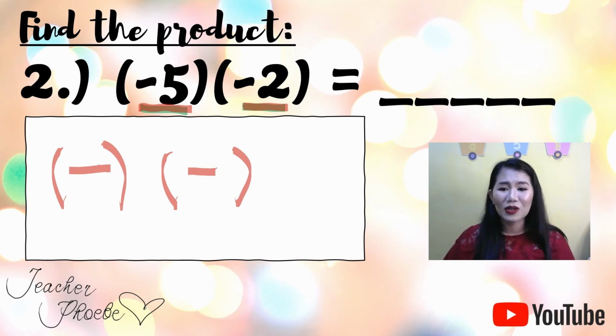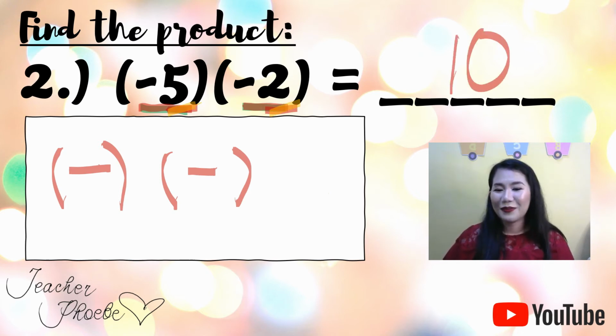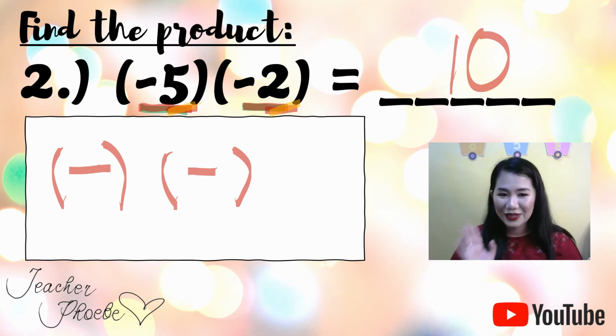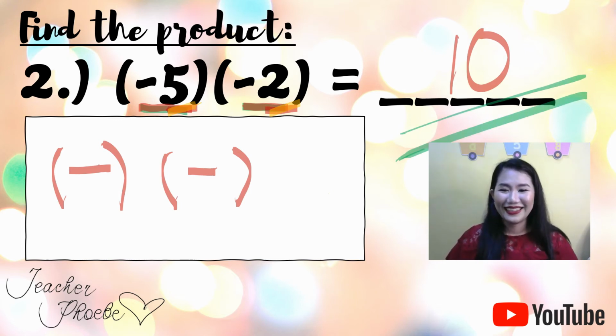Ano ba ang sagot sa 5 times 2? So, i-multiply natin si 5 times 2. 5 times 2 is correct. The answer is 10. Alright? But since positive ang sagot natin, hindi na tayo maglalagay ng positive sign. Is that already the final answer? Yes, that is already the final answer.